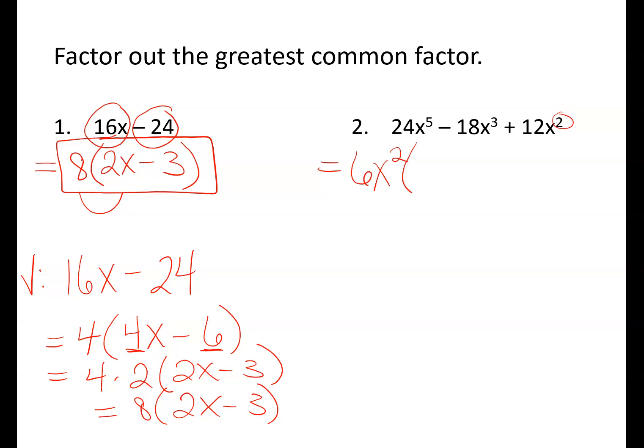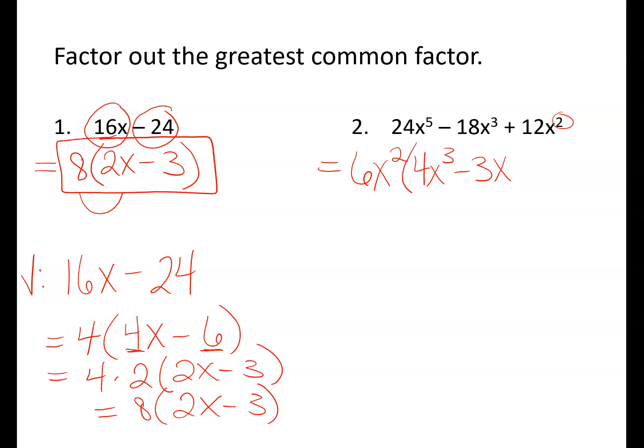Now we divide each term by 6x squared. So 24 divided by 6 is 4. X to the 5th divided by x squared is x cubed. So when you divide variables, subtract the exponents. Okay. So next term, negative 18 divided by 6 is negative 3. X cubed divided by x squared is x. Again, you're subtracting the exponents there. 3 minus 2 is x to the 1st power.